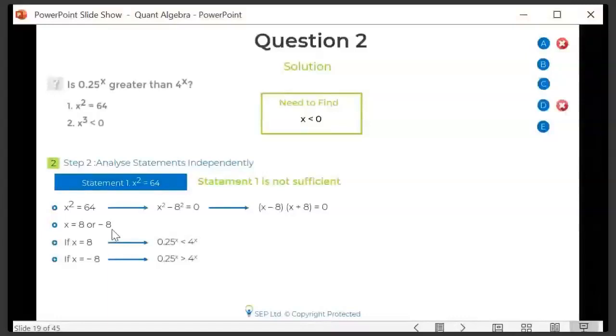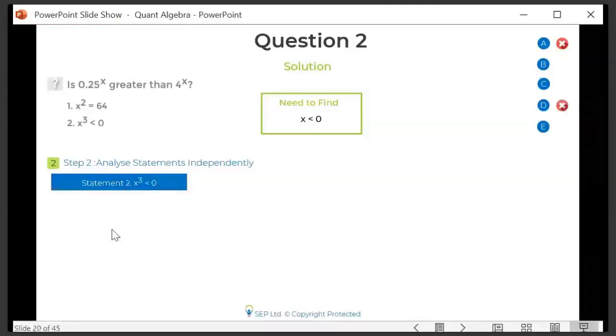If you look at the second statement, x cube is less than 0. In this case, x cube is less than 0 only when x is negative, right? If it's negative, then only you get a less than 0 value. So if x cube is negative, then that automatically means that x has to be negative. So this statement is directly telling us that x is less than 0. And from this statement, we can definitely answer that 0.25^x is greater than 4^x. And hence the answer in this case will be option B.